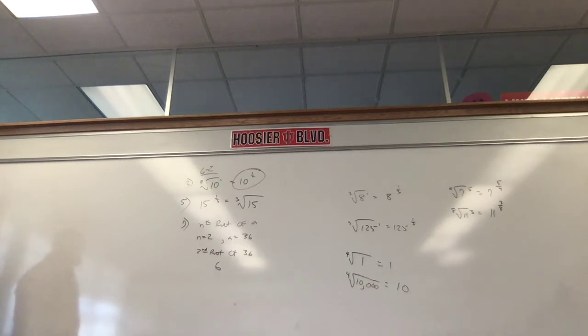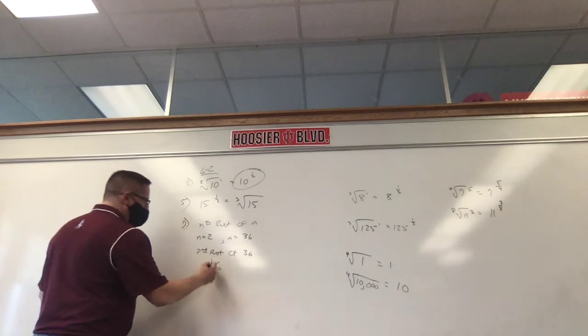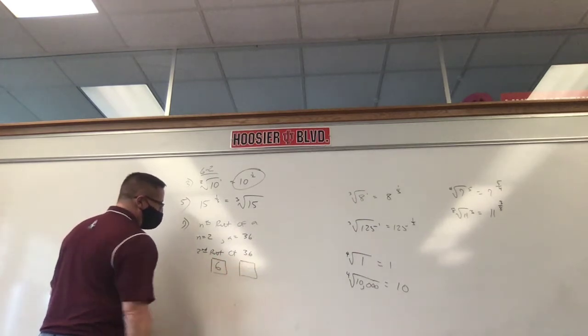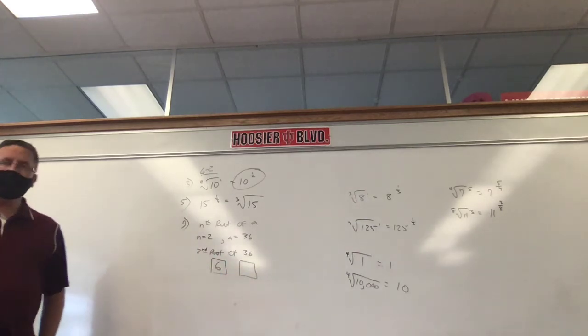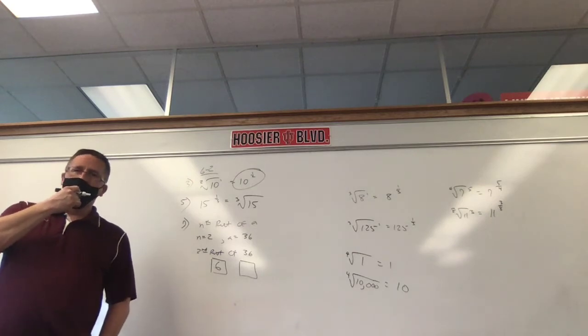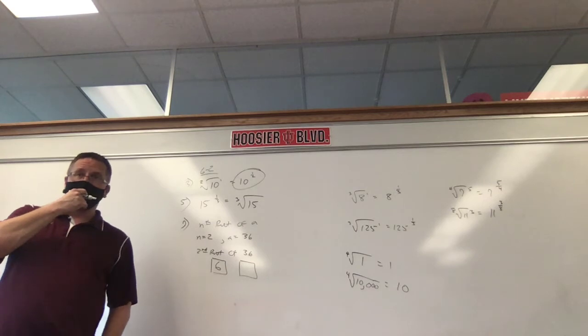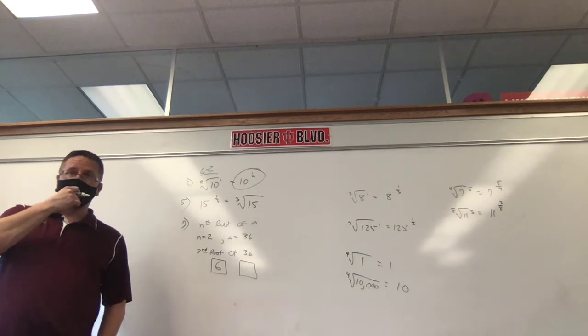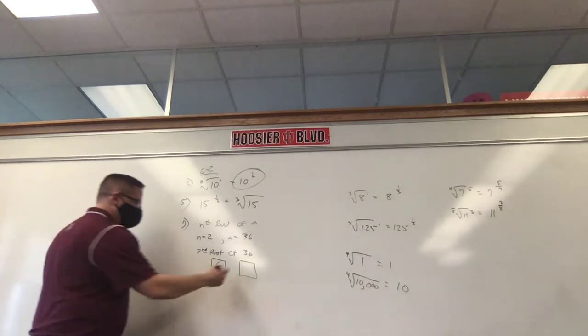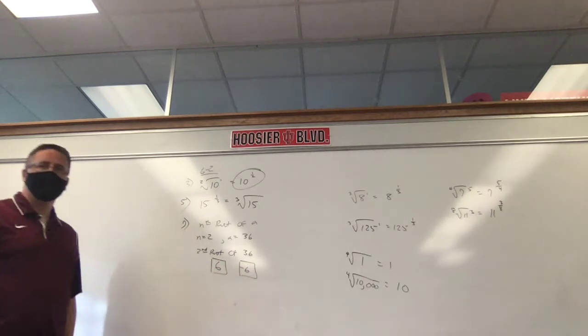I'll give you a clue. We have one box is 6. The other box though, no, that's the same number. Positive 6 times positive 6 is positive 36. What else gives you positive 36? Negative 6 times negative 6. So it's 6 and negative 6.